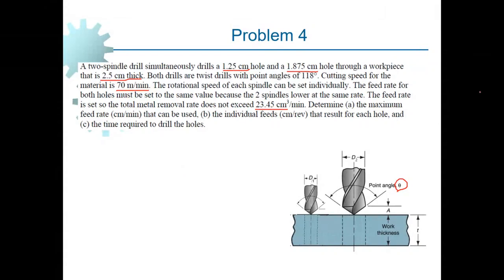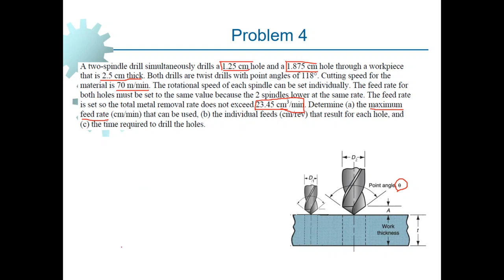The maximum feed rate. What does maximum feed rate mean? It means that we cannot exceed this feed rate, and there is a limit for the maximum feed rate. What determines the maximum feed rate? The maximum material removal rate given right here. So we have the maximum material removal rate given to us. We have the diameter of the first hole and also the diameter of the second hole. This is what we need in order to compute the feed rate.